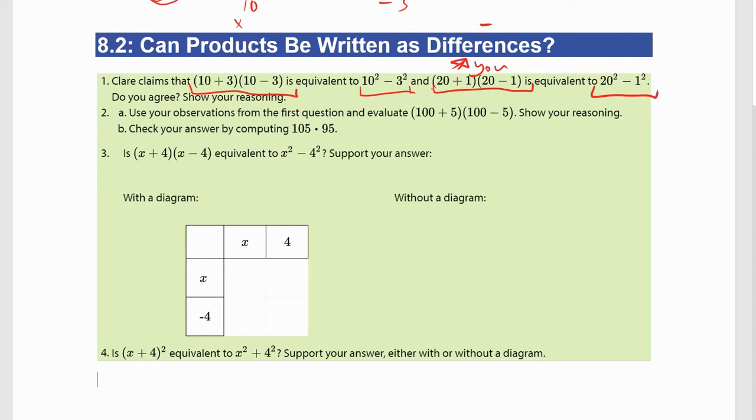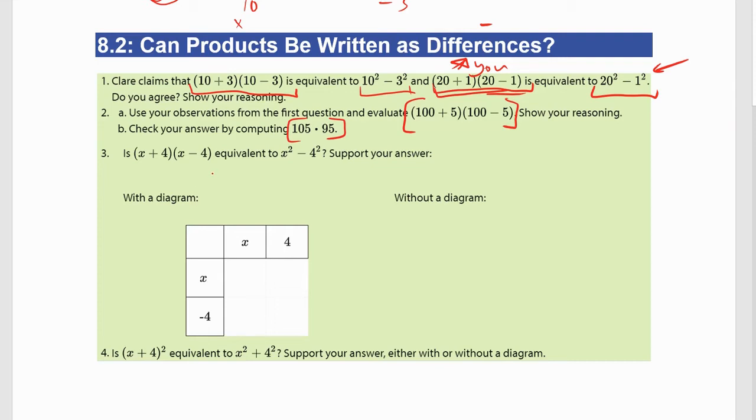So go ahead and try the 20 plus 1 times the 20 minus 1 and see if it comes out to that using very similar structure in which I used a distributive property. Okay, so number 2, you're doing the same thing as you did with 20 plus 1 times 20 minus 1, except it's for this situation. Okay, and you could always double check by computing your answer right here.